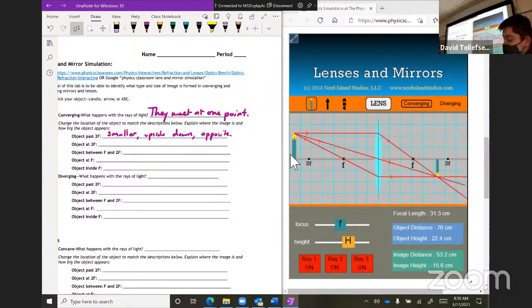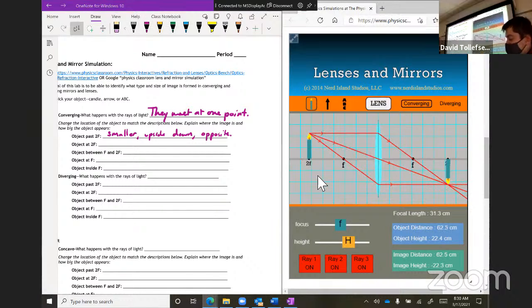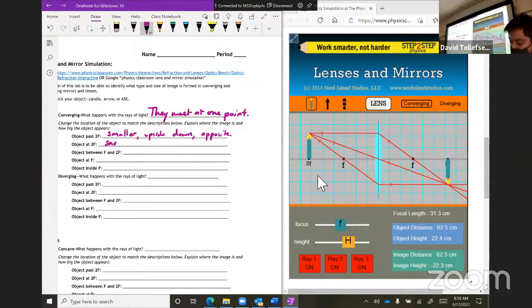If I put the object at 2F, what do you notice about it? It's the same size. Still upside down, and still opposite.